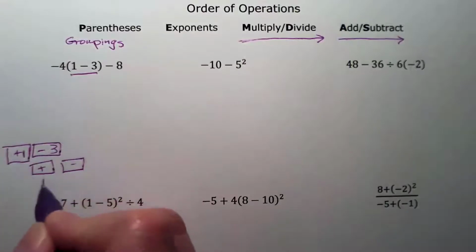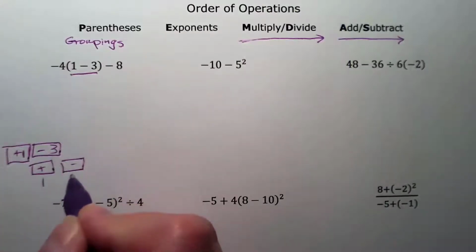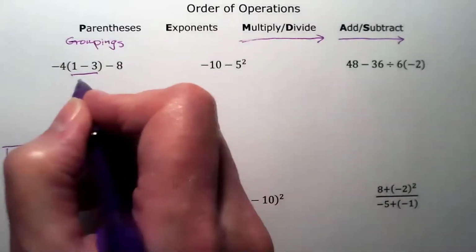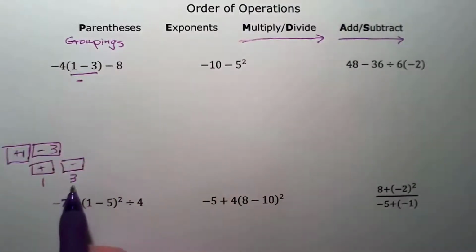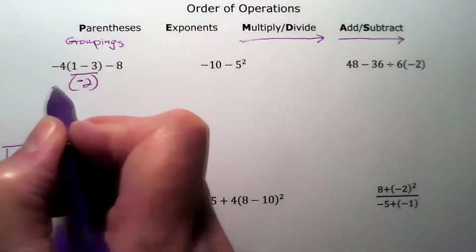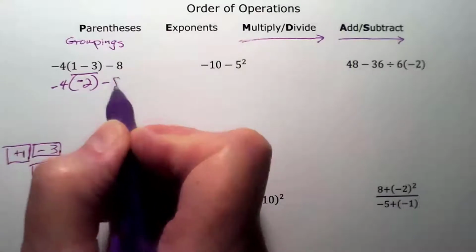The 1 goes in the positive box, the 3 goes in the negative box, and my question is, which box has more? The negative has more, so my answer is going to be negative. How many more? Well, 3 is 2 more than 1, so there's 2. So then I copy down everything else.